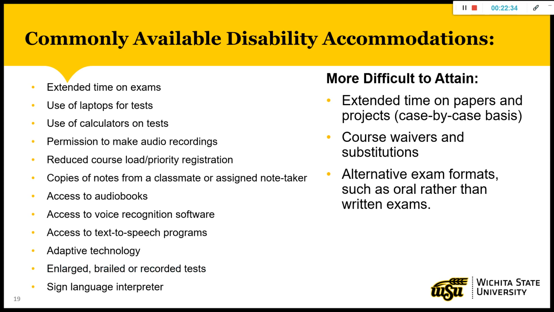So, very common available disability accommodations. These will differ from university to university, but a lot of them are super common. Things like extended time on exams, the use of laptops, calculators, the permission to make audio recordings during lecture, reduced course load or priority registration for classes, copies of notes from a classmate or assigned note taker, access to audiobooks, voice recognition software, text-to-speech programs, adaptive technology, enlarged braille or recorded tests, sign language interpreters.